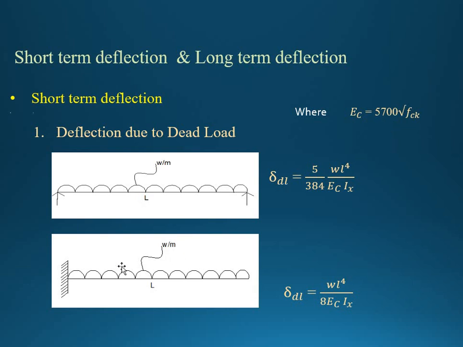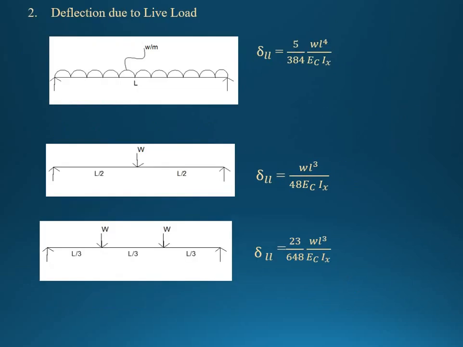The second case is cantilever carrying UDL. It is having a length L, magnitude W per meter. The formula for this is delta DL equal to WL power 4 by 8 EC into IX. The next load is deflection due to live load. The first one was deflection due to dead load. The second condition is deflection due to live load.